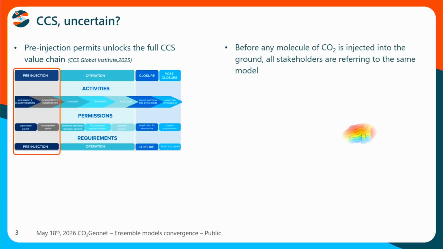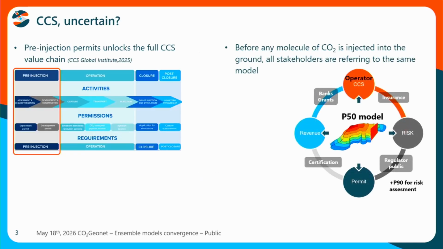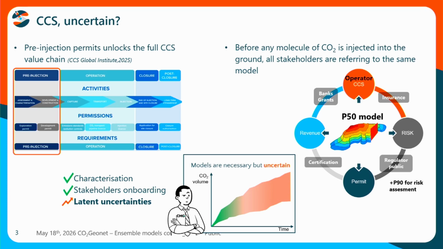So, CCS uncertainties. At the beginning of a project in CCS, a lot of things, if not everything, relies on the model. And the model is used by many stakeholders, by operators, regulators, investors, to take decisions, secure permit, and move forward with the project. But when we are making this decision, we are still at the beginning of the project. So the model is still uncertain. We know that the model is still an approximation. So the question is, do we accept that uncertainty, or can we actively reduce uncertainties on this model?